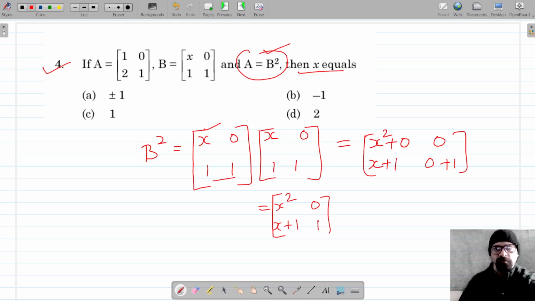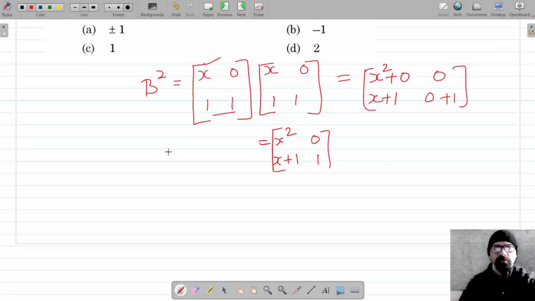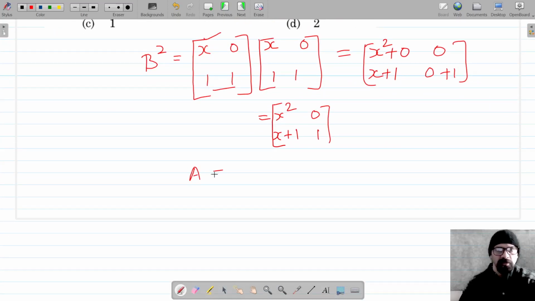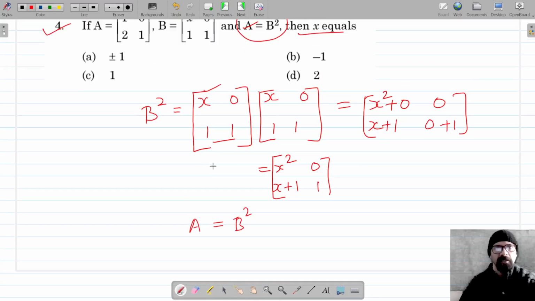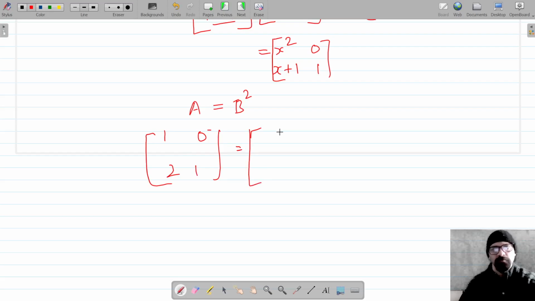So x squared 0 and x plus 1 and 1 is the B squared matrix, and we have to equate this with A. It's given that A is equal to B squared, and the A matrix is 1 0 2 1. So this is 1 0 2 1, and B squared is x squared 0, x plus 1 and 1.